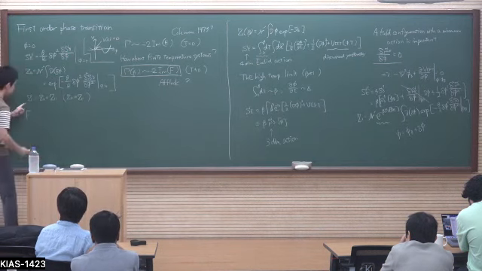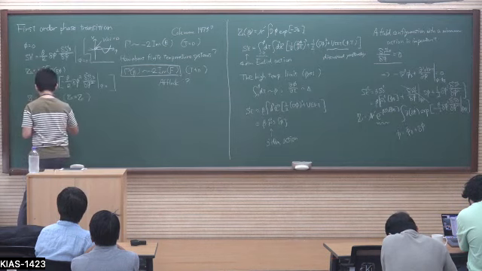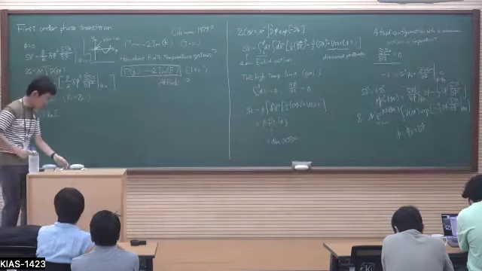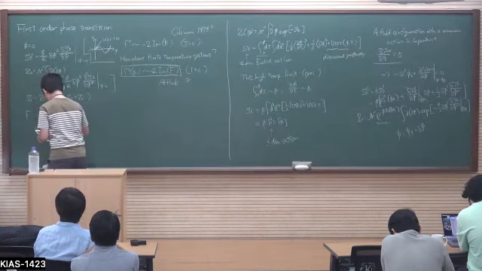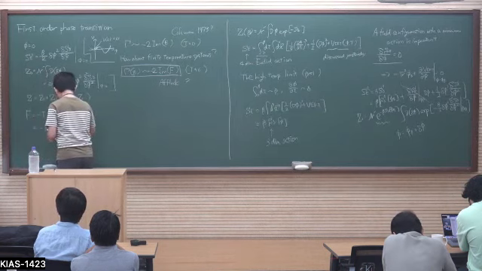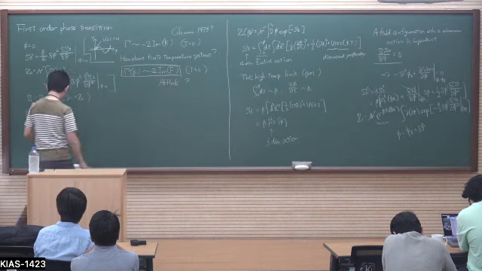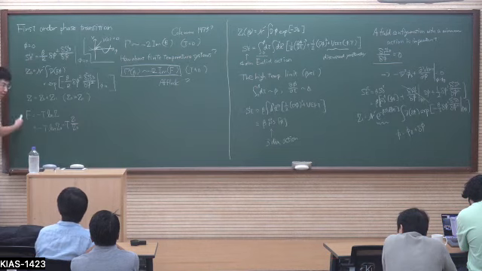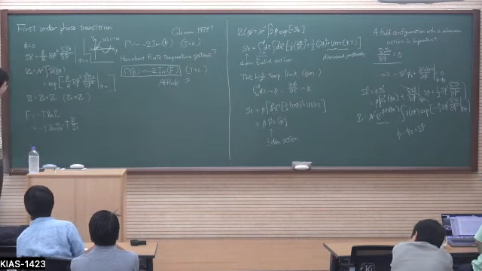Then by using this formula, we can evaluate the free energy. The definition of the free energy is given by this. And by using this approximation, we can express the free energy like this. The second term probably includes Z1.